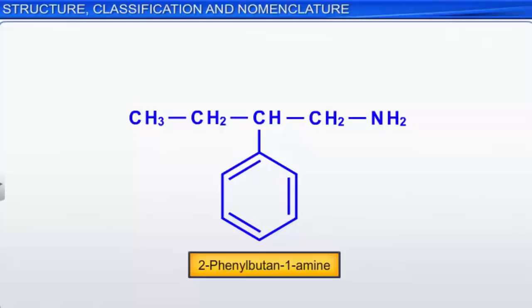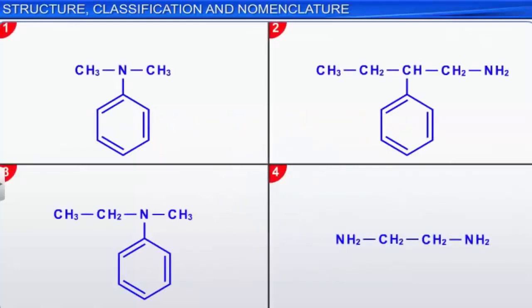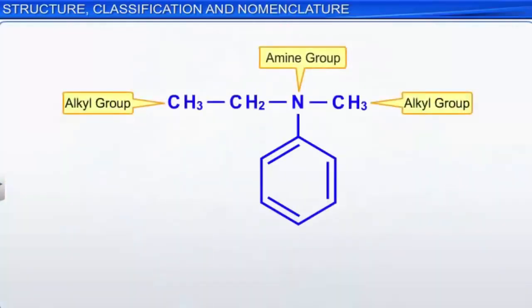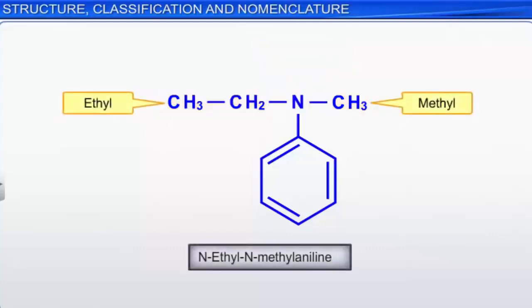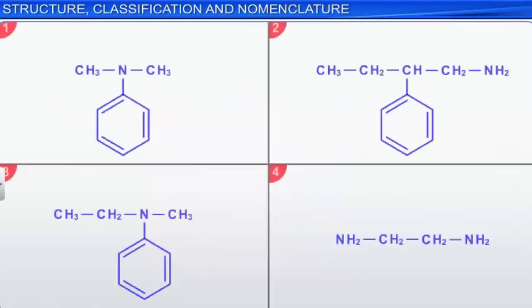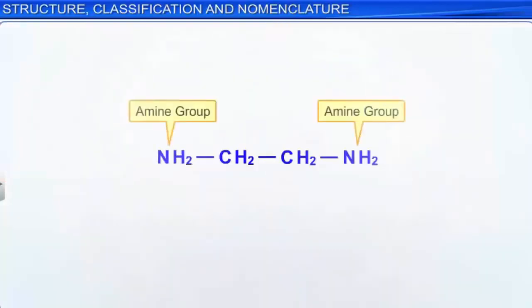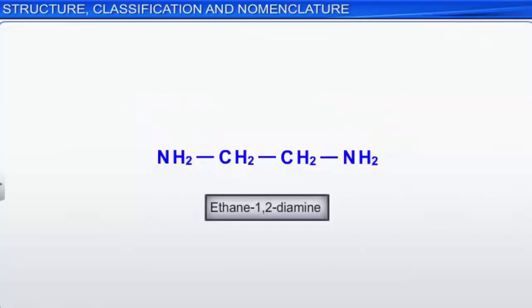In the third structure, an amine group is present on the benzene ring and alkyl groups are present as side chains. Hence, it can be named N-ethyl-N-methylaniline. In the fourth structure, as two amine groups are present on the two adjacent carbon atoms, the compound can be named as ethane-1,2-diamine.